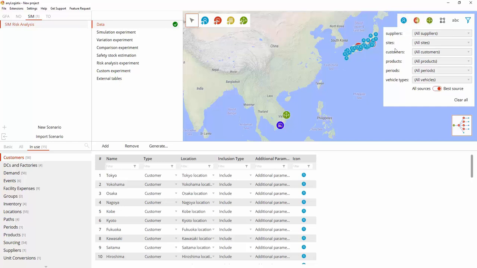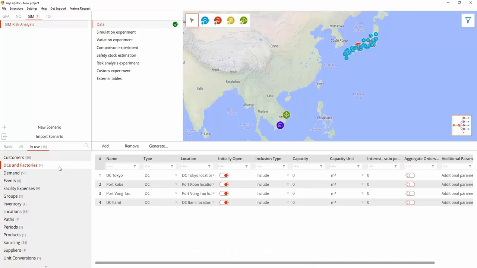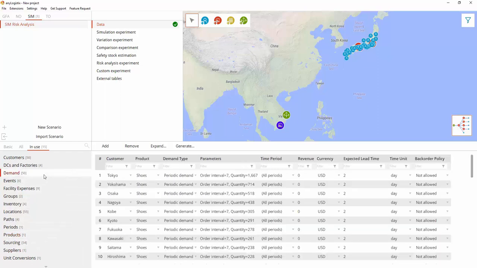Let's check out the scenario data, which includes customers, ports and distribution centers, shoe supplier, information about the product, periodic weekly demand for each customer. The demand is proportional to the population of the cities. Ordered products are expected to be received by the customer within 2 days.